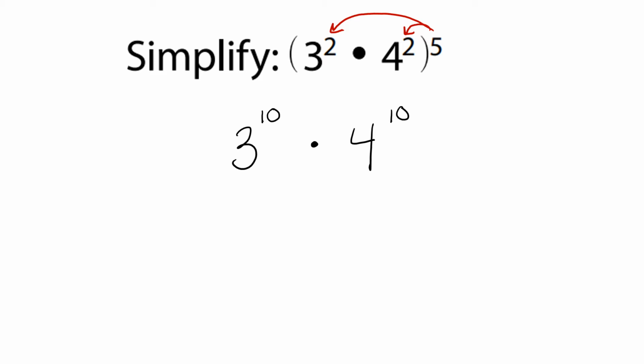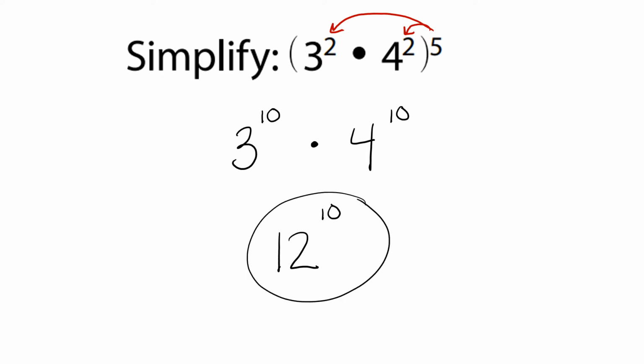Now, when we have a problem that has different base numbers, 3 and 4, but the same exponent, 10, we multiply the bases, 3 times 4 to give us 12, and the exponent 10 stays the same.